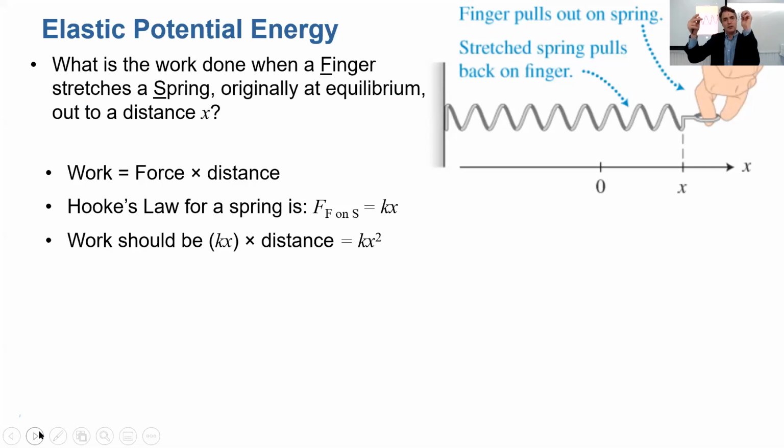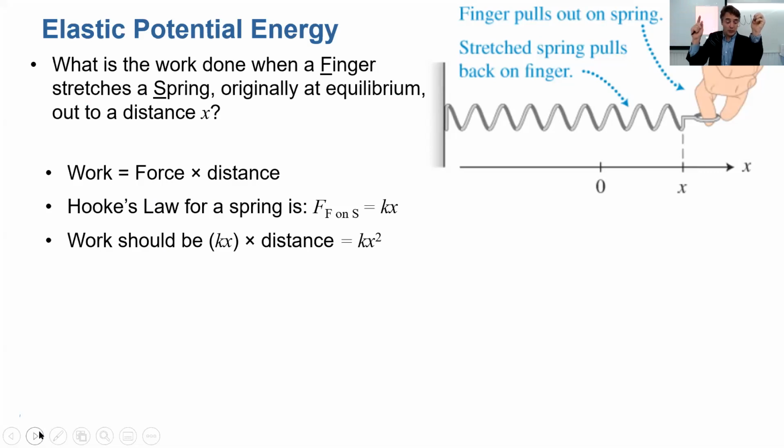The idea is you take one part of a spring and you attach it to a wall, something that's fixed. And then you take the other end of the spring and with your finger, you pull it. So what is the work done when a finger stretches out a spring that's originally at equilibrium, when there's no force there, out to distance x? So the work is force times distance.